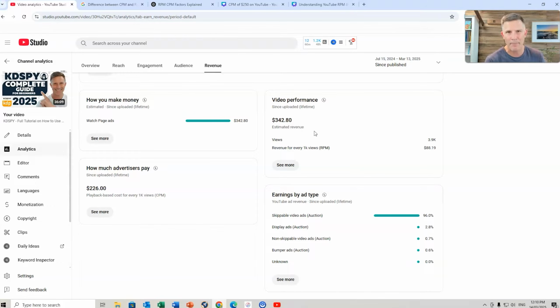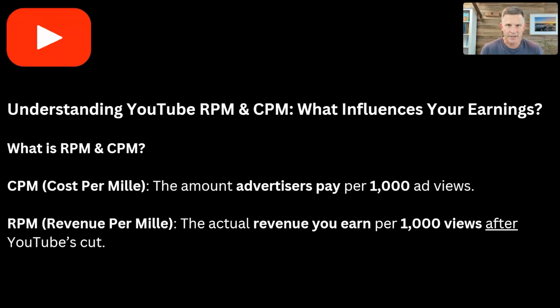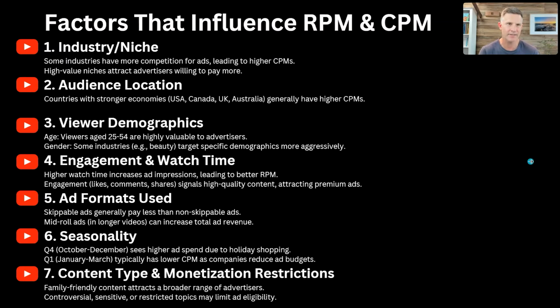But let's strip all that back. Let's have a little bit more of an investigation of why some YouTube channels have a higher CPM compared to others, and let's break it down a little bit more. Just for clarity, the CPM is what the advertisers pay, the RPM is what a YouTube creator would earn. So let's have a look at the influencing factors.